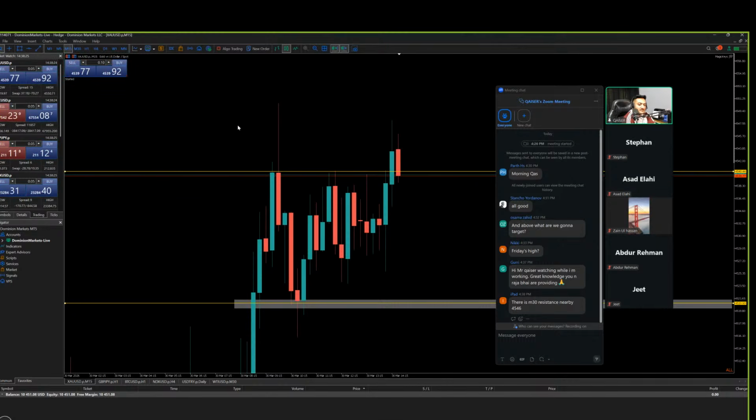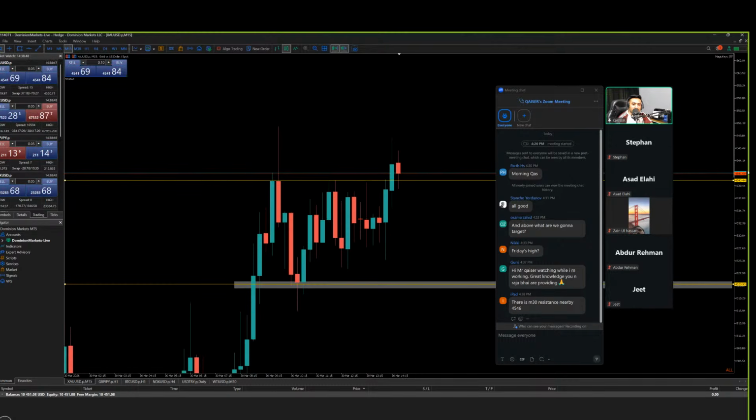So there is M30 resistance nearby, 45, 46. Here I need to depend on the volume. There's a lot of rejection and a lot of resistance on the left hand side. In this scenario, when there's a lot of rejection and resistance and you're not understanding where you could execute a sell or buy, you need to depend on the volume. In that situation, volume could help you out. Volume is the only solution in that scenario.